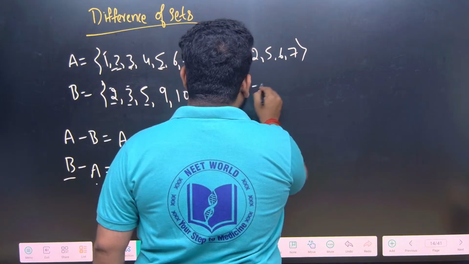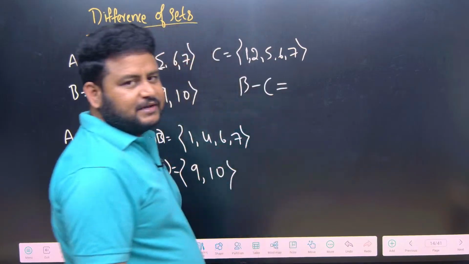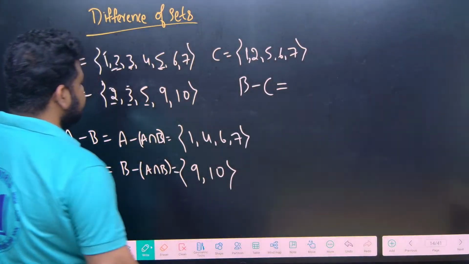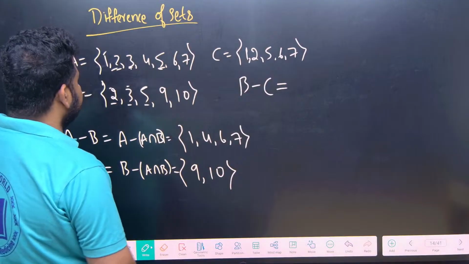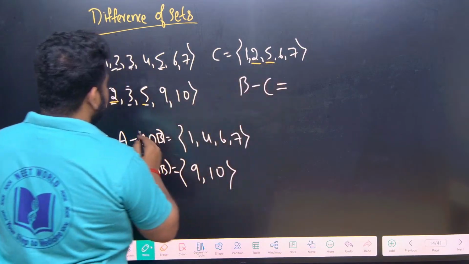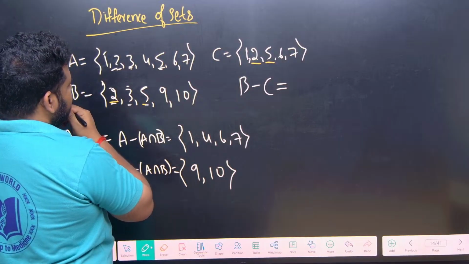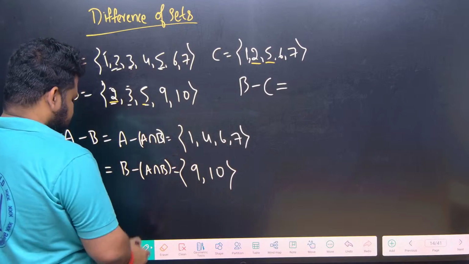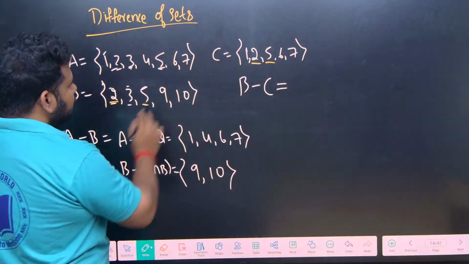If you do B minus C, first look for common elements between B and C. Between B and C, what are the common elements we have? 2 is there? Yes, 2 is there. 5 is there? Yes, 5 is there. Only 2 and 5 are there as common elements.